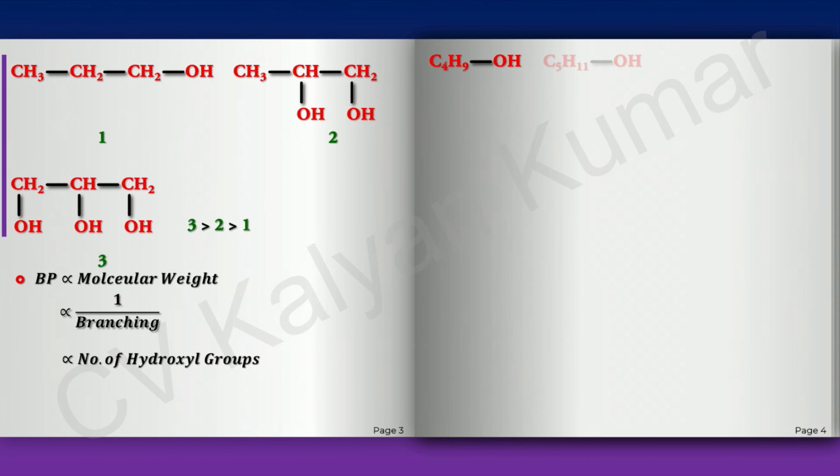So if I were to give you the same three and ask you to arrange them in boiling point order, where solubility was 1, 2, 3, what do you think will be the boiling point order? Pause the video. Here is the answer. 3, 2, 1. The more the molecular mass, the higher the boiling point.